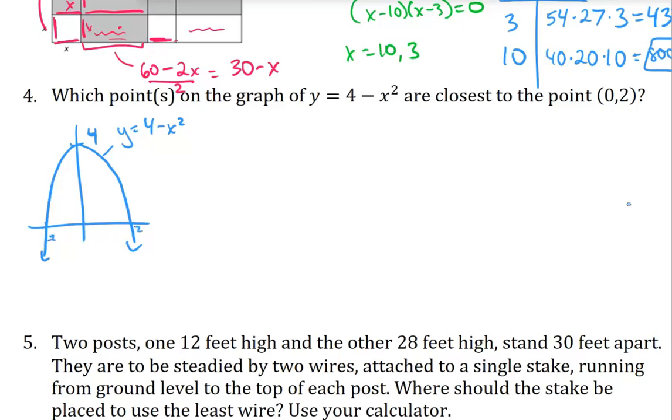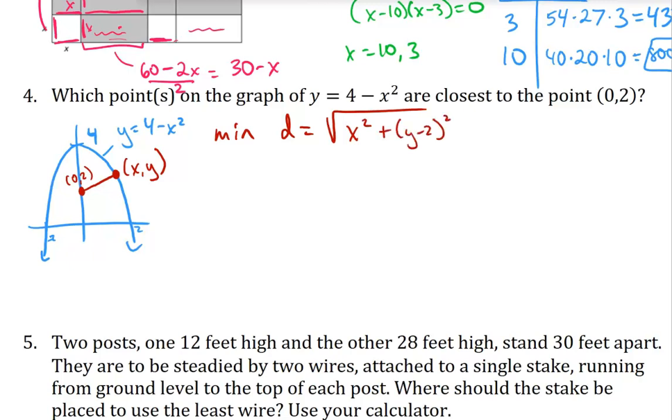All right, so we want to know which points on the graph of this are closest to the point 0, 2, which is going to be this point right here. So for any point that's along this curve, I am looking for the distance from 0, 2 to that point. And I'm going to call this point xy. Again, if you want to use something like AB to pick different variables, you're totally welcome to do so. So I'm trying to minimize that distance. I'm using the distance formula, so that's going to be x minus 0 squared plus y minus 2 squared.